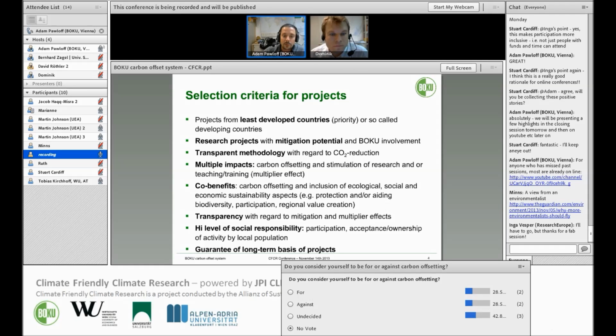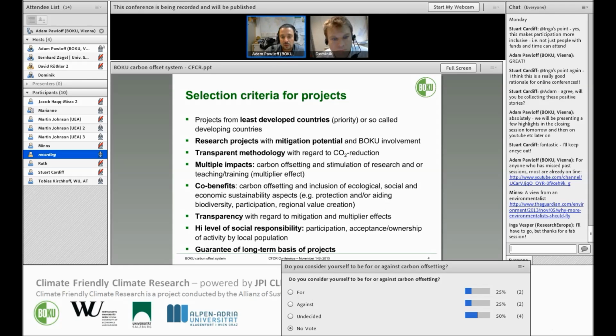I'm not going to go through it all, but one of the aspects is that projects need to be from LDCs, so this development aspect is fulfilled. Obviously, they need to be transparent, and our main point is that projects need to have multiple impacts. So from the research university side, next to carbon offsetting, there needs to be a stimulation of research and or teaching and training, but also there need to be multiple co-benefits.